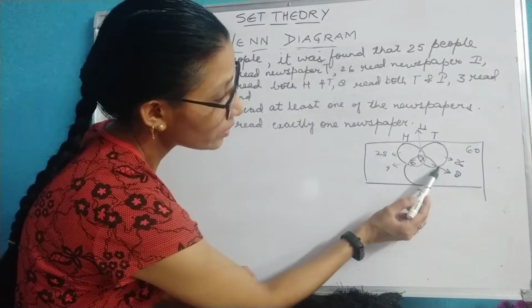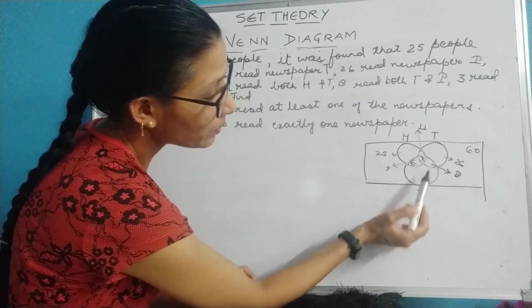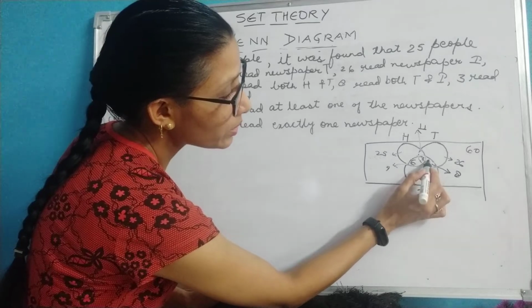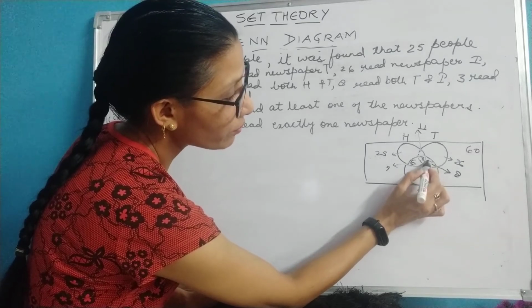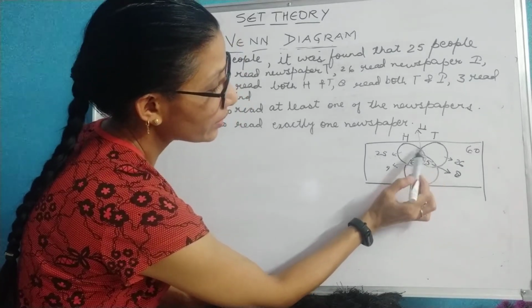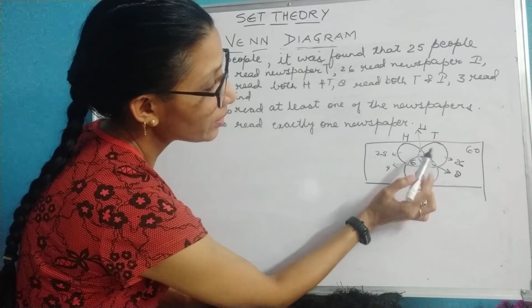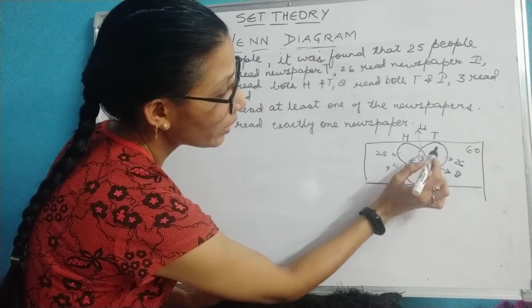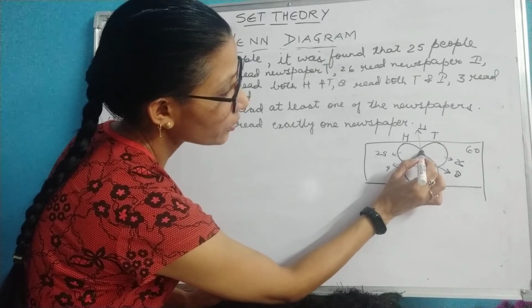Similarly, this complete common part between T and I is 8. 3 is already given here. That means I am now left with 5. Here it is given this complete part is 11 and 3 is already written over here. That means I am now left with 8. So this is my 8.